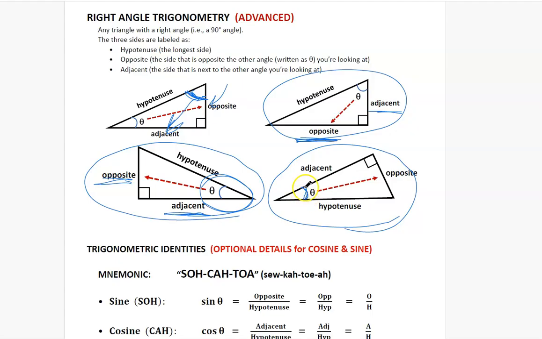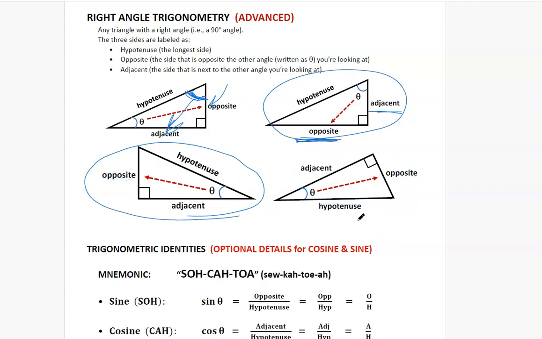But again, the angle here is the angle of interest, so the side opposite is the opposite, and the side adjacent is the adjacent. Just make sure you don't write it as the hypotenuse, because the hypotenuse is the longest side. That's never an adjacent or opposite. It's always a hypotenuse, and the other two sides are either adjacent or opposite, depending on which angle you are interested in.